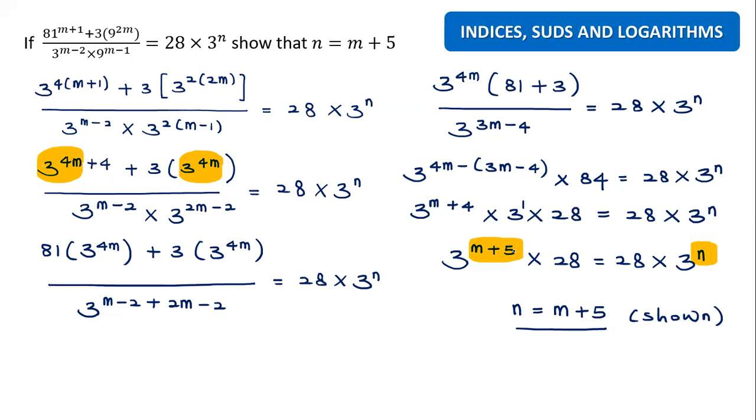Try to understand slowly one by one. As I told you, please keep this inside your mind. Times and divide in indices, we will combine. Times and divide, we will combine. Plus and minus, we will factorize. See, I factorize from here. So this is the factorized method here. Understand? Please put this inside your mind.